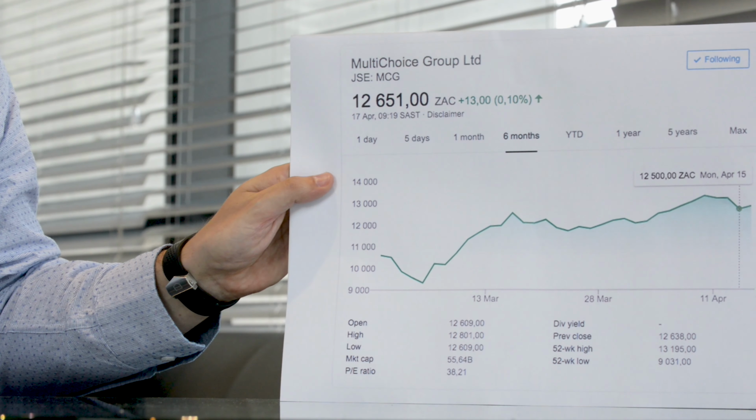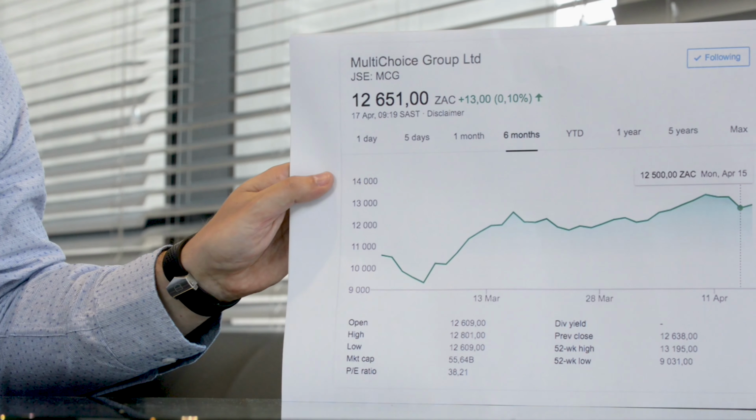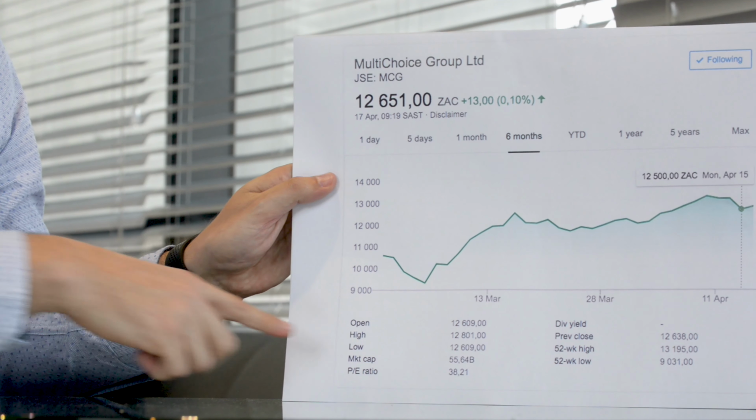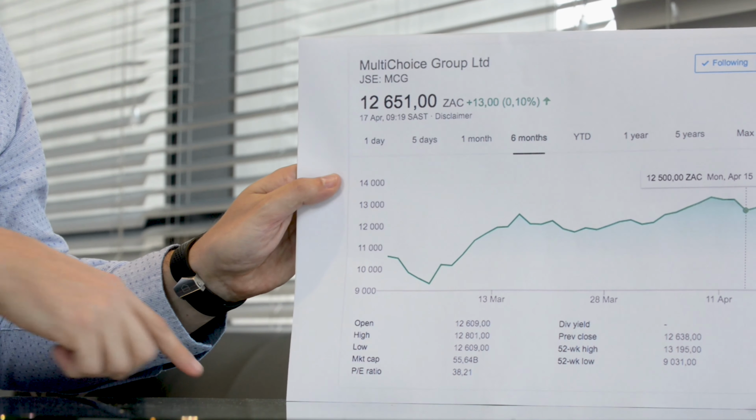If we just look at the terms at the bottom and to explain them, so the open is the price that we opened at in the current day. The high is the high point that we've hit intraday, so within the current day that you're looking at, and the low is the low point in the current day.